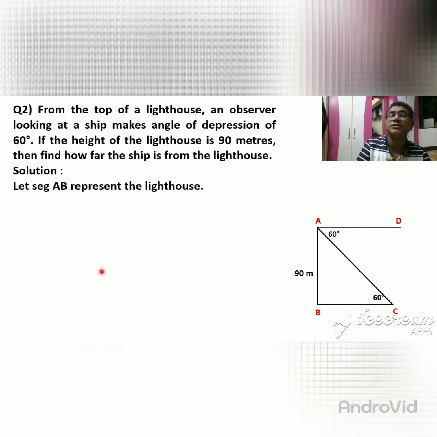In the solution, whatever you consider can be written. I already explained that this AB is the lighthouse, and the height of this AB lighthouse is given.